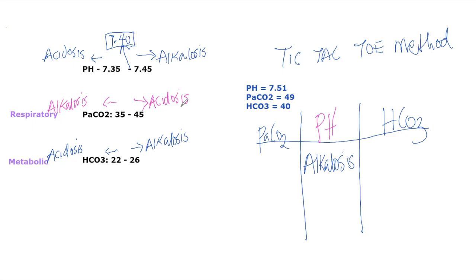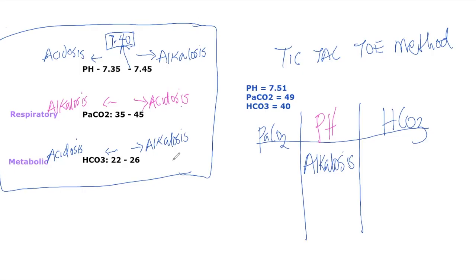By the way, I am comparing against this, which you can think of as my key that I am using to solve my questions right now. This is my reference point. So my PaCO2 of 49 is acidosis, so go right and write acidosis. And my HCO3 of 40, going back to my reference point, is greater than 26, so it is alkalosis.